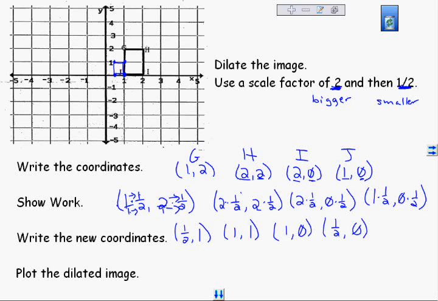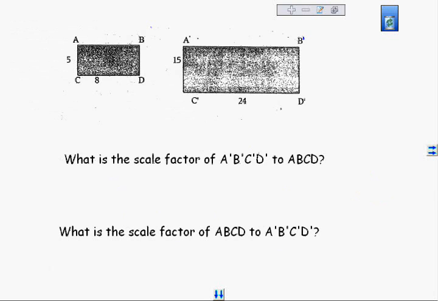Let's make sure that we label our new coordinates, H apostrophe, I apostrophe, and J apostrophe. So that's how you dilate an image when you're given the scale factor.